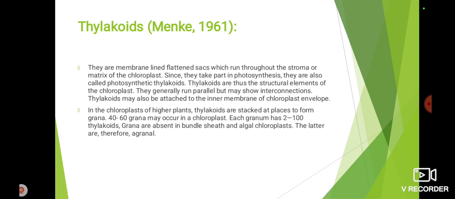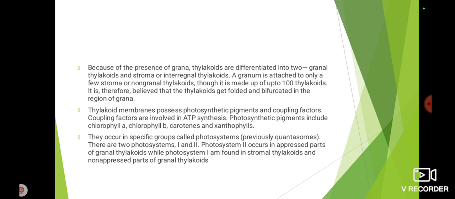Later, therefore, they are agranal. Because of the presence of grana, thylakoids are differentiated into two types: granum thylakoids and stroma or integral thylakoids. A granum is attached to only a few stroma or non-granum thylakoids, so it is made up of about 100 thylakoids. It is therefore believed that thylakoids got folded and bifurcated in the region of grana.